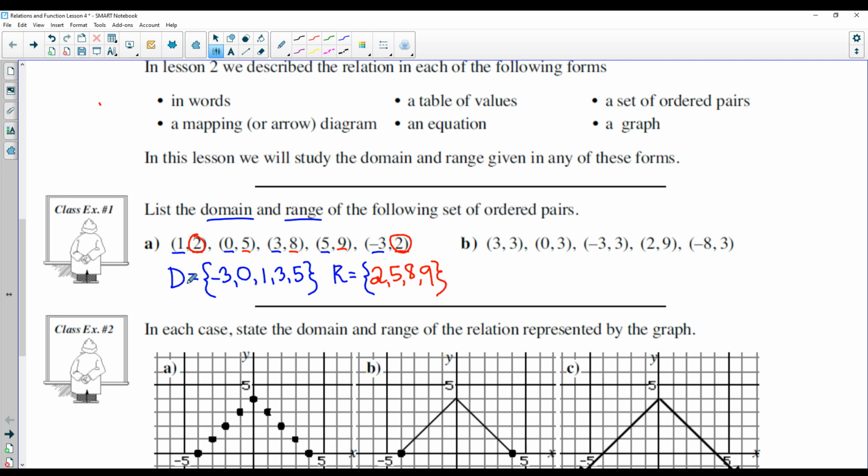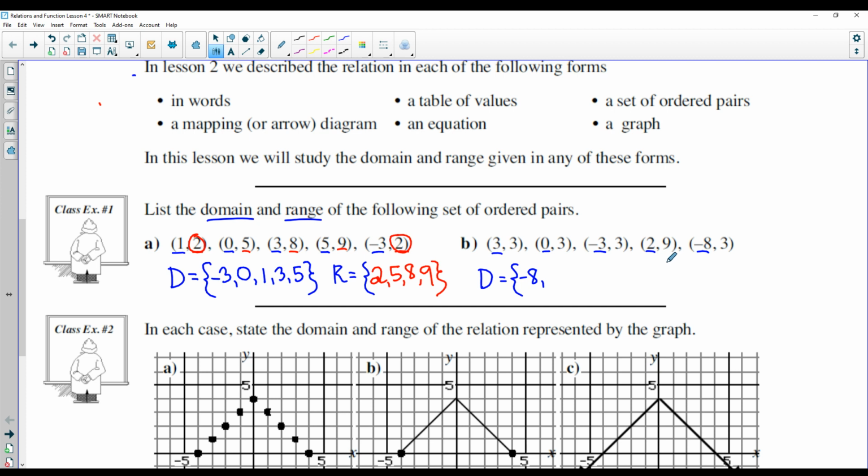Okay, so the domain represents all possible x values in your relation, and the range represents all possible y values in the relation. So we can also do it for this next one. What are all the possible x values? We have 3, we have 0, we have -3, we have 2, and we have -8. So I'll write down D for domain, and this would be equal to, use this squiggly bracket, and write it in ascending order. So your smallest x value would be -8.